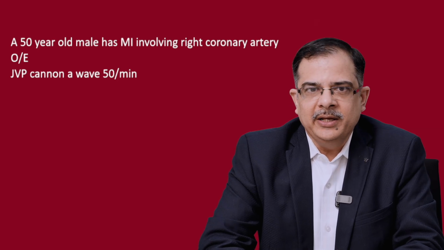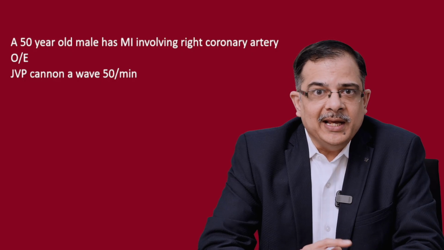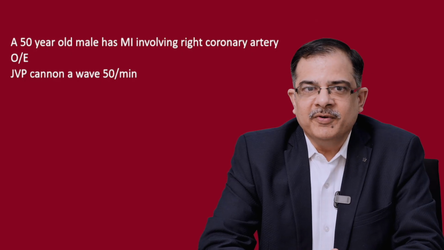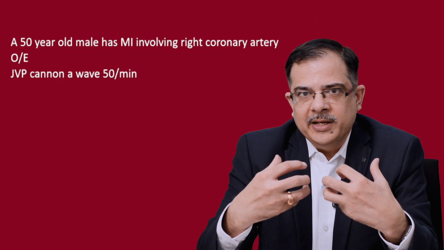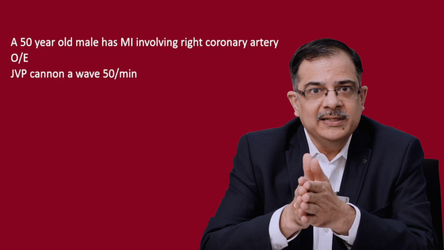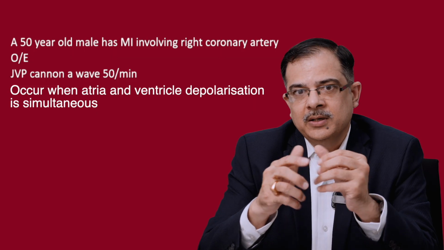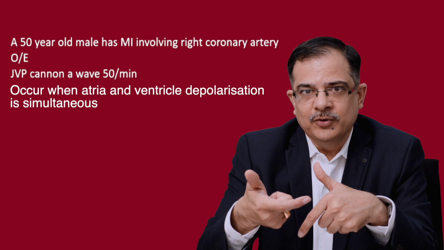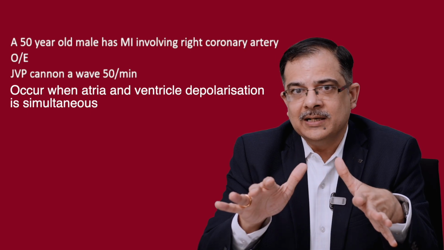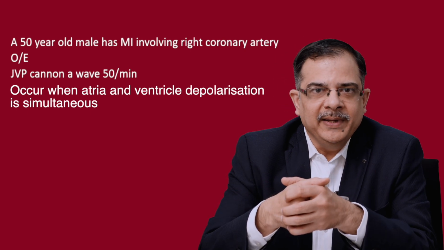Another case: a 50-year-old male has an MI involving the right coronary artery. On examination, cannon A waves are seen with a rate of 50 per minute. The JVP shows a cannon A wave when the atria and ventricle depolarize at the same time. So when will this happen? Look at the history. The right coronary artery supplies the SA node. So if SA node arrest occurs, the AV node will become the pacemaker.